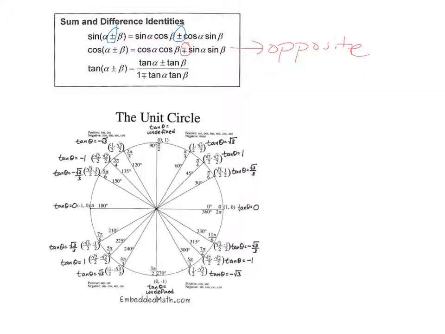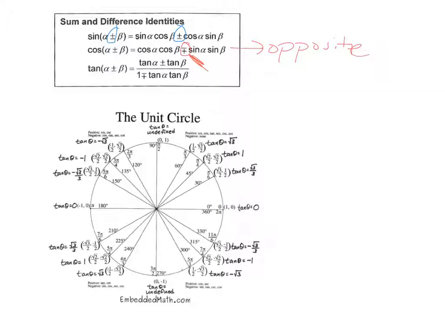So in the beginning, where it says cosine of alpha plus or minus beta, if there is a plus at the very beginning, then that means when you get to this part of the formula, you'll put a minus. Or if there's a minus at the beginning, then in the middle of the formula, you'll put a plus. You'll do the opposite. With the sine formula, since they're both plus minus, you keep it the same.